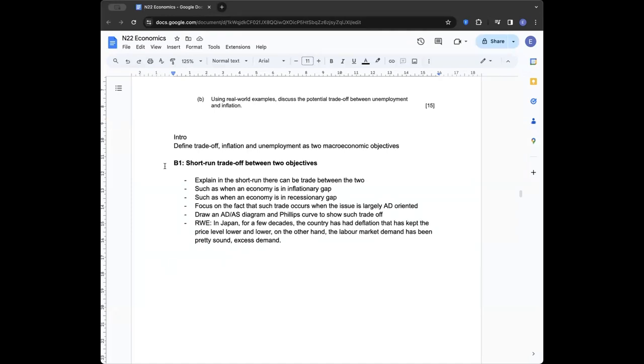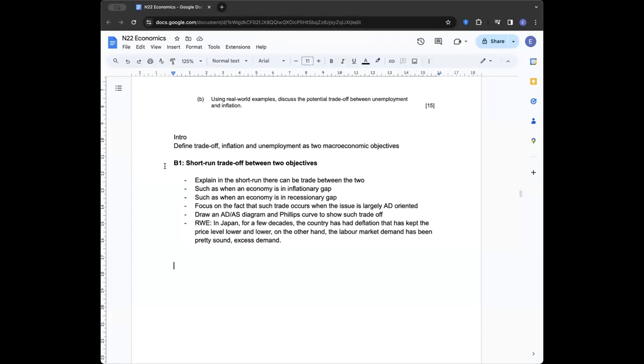So first, I can explain that in the short run, there can be trade-offs between the two, such as when an economy is in an inflationary gap, when one is growing, the other is decreasing. And also when there is a recessionary gap in an economy, the same situation happens. And then I can focus on the fact that such a trade-off occurs when the issue is largely aggregate demand oriented.